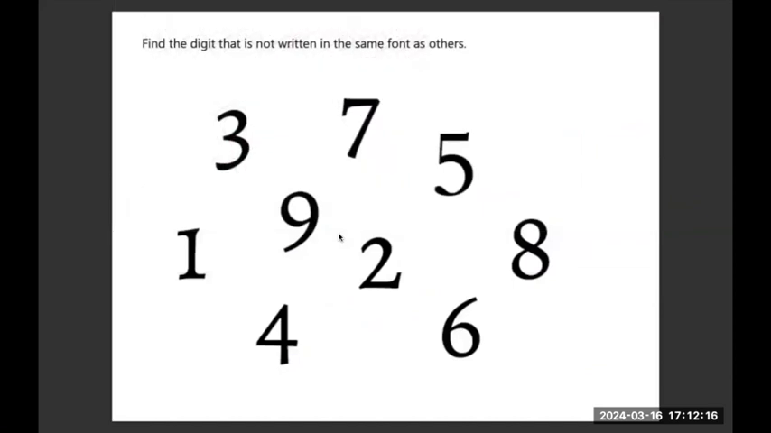Go to the next one. You have to find the digit. Here you are given different digits. You have to find the one digit that is not written in the same font as the others.